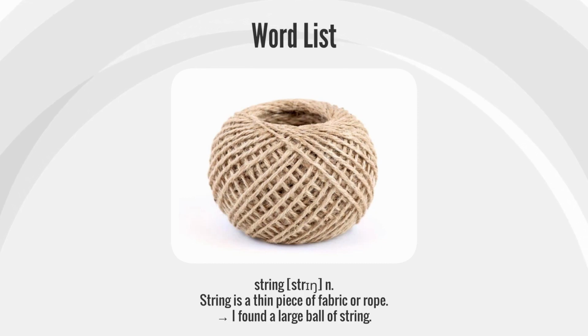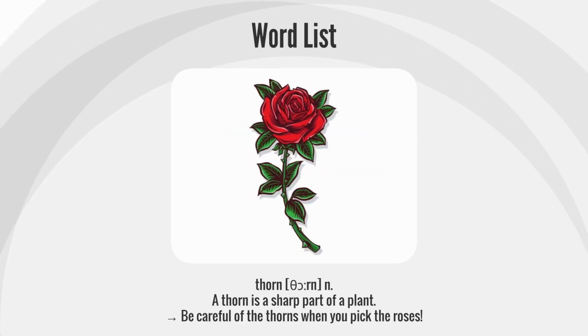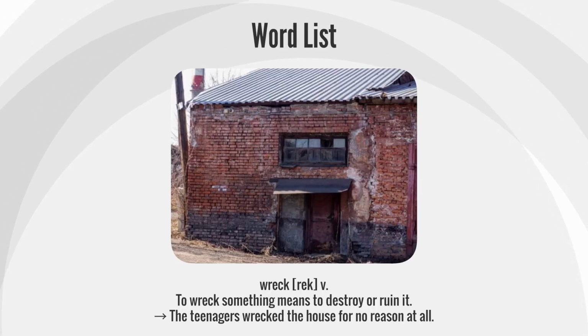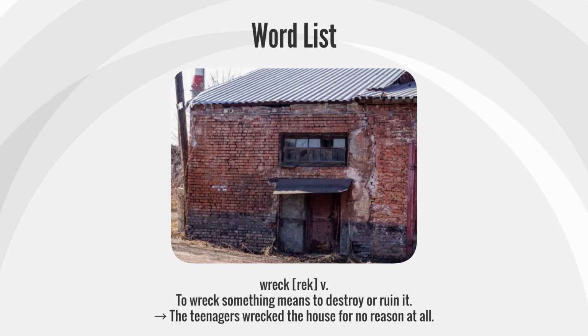String. String is a thin piece of fabric or rope. I found a large ball of string. Thorn. A thorn is a sharp part of a plant. Be careful of the thorns when you pick the roses. Wreck. To wreck something means to destroy or ruin it. The teenagers wrecked the house for no reason at all.